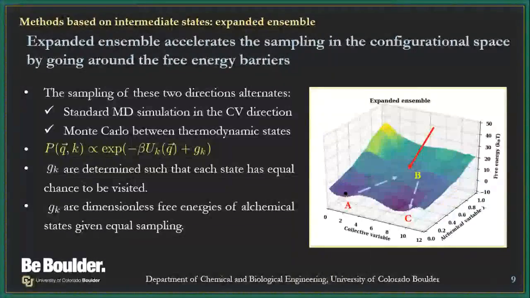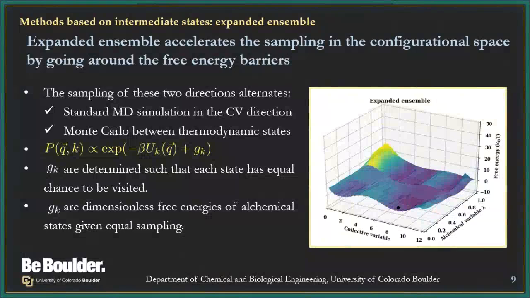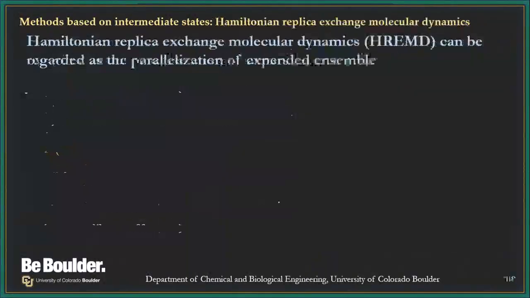the alchemical space. Conceptually, to cross the energy barrier at lambda equals 0, the system can just drift to other lambda states and then drift back. This is how the expanded ensemble accelerates the sampling between different thermodynamic states. On the line of using alchemical intermediate states, there is another advanced sampling method called Hamiltonian replica exchange that can be regarded as the parallelization of expanded ensemble.